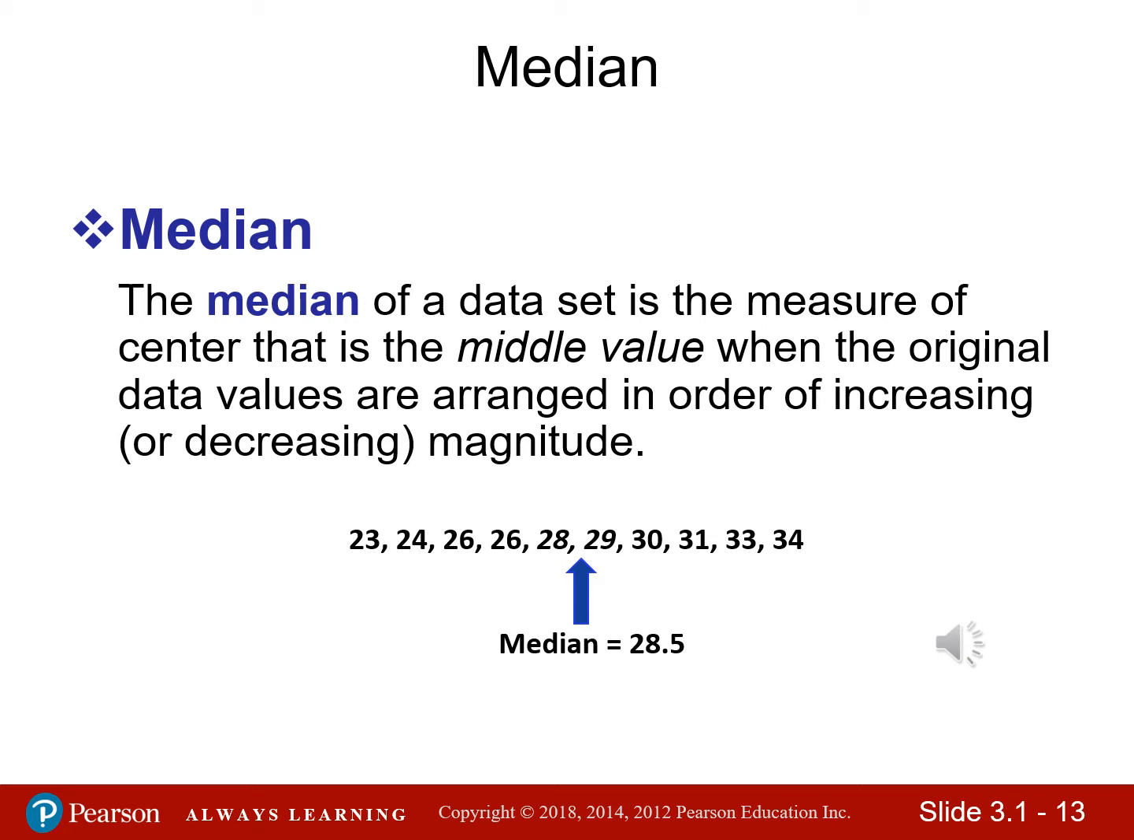The median of a data set is the measure of center that is in the middle of the data set when the original data values are arranged in order of increasing magnitude. So we have a data set here, and we've ordered them from smallest to largest value. So the median of this data set would be the value that would be right in the middle. In this case, since there is no value in the middle between 28 and 29, we would simply take the mean of 28 and 29, and our median for this data set would be 28.5.